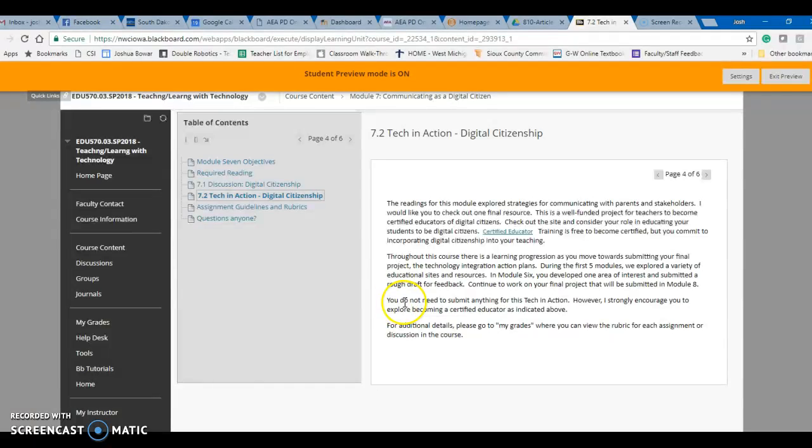This is the key for this one. You do not need to submit anything for this tech in action. However, I strongly encourage you to explore becoming a certified educator, okay? So for 7.2, you do not need to submit anything.